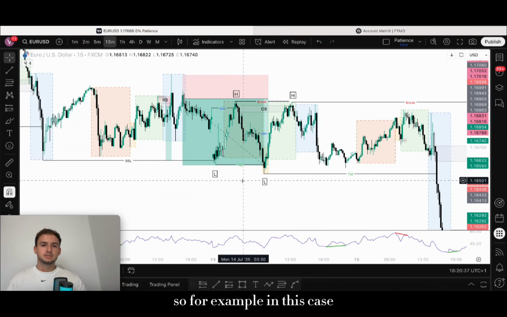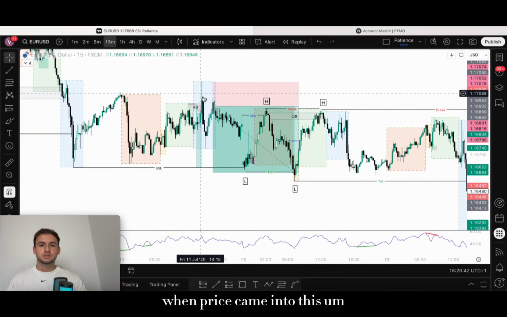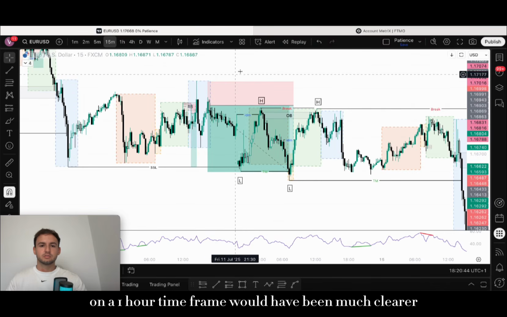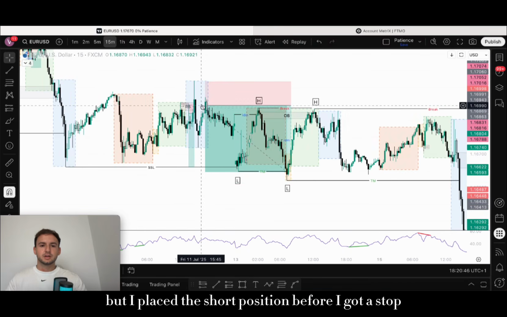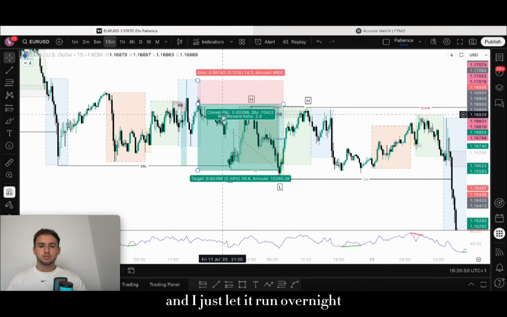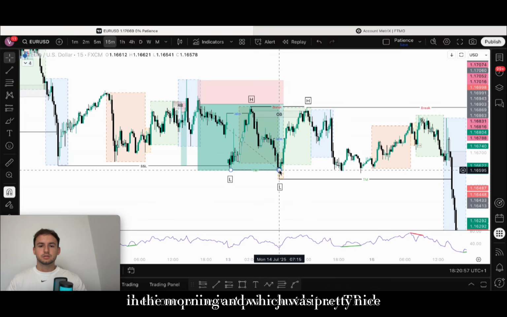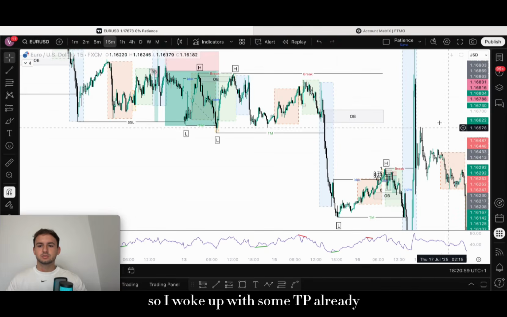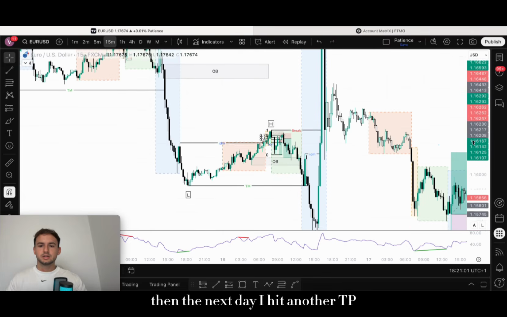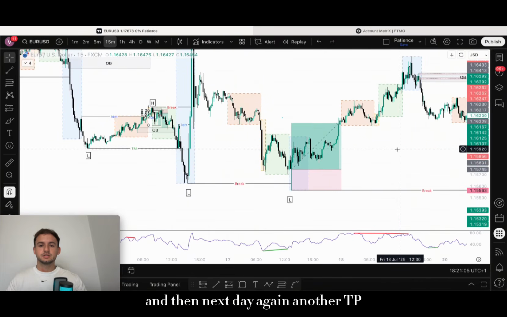So for example, in this case, I opened this short position here when price came into this rejection block. On a 1 hour time frame it would have been much clearer, but I placed this short position before I got a stop, and I just let it run overnight. As you can see, price just hit my TP in the morning, which was pretty nice. So I woke up with some TP already. Then the next day I hit another TP, and then the next day again another TP.